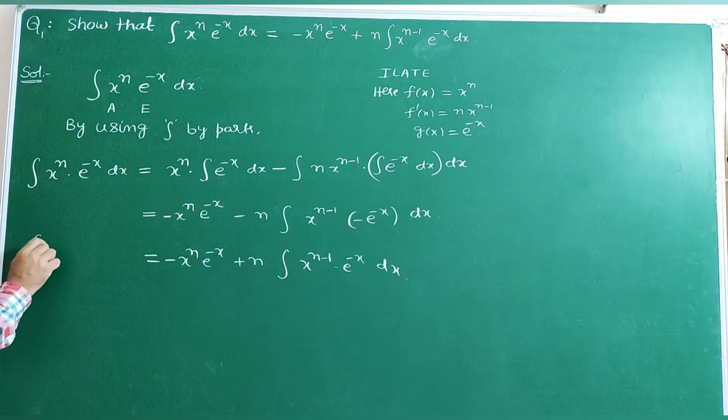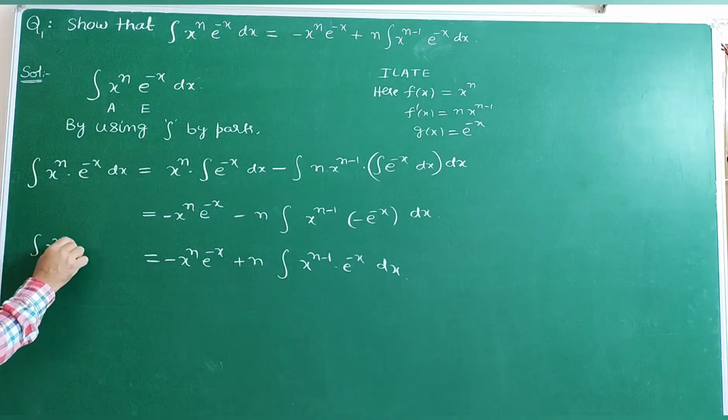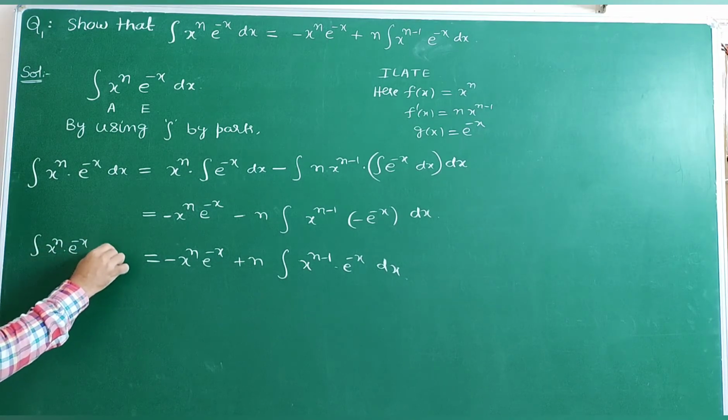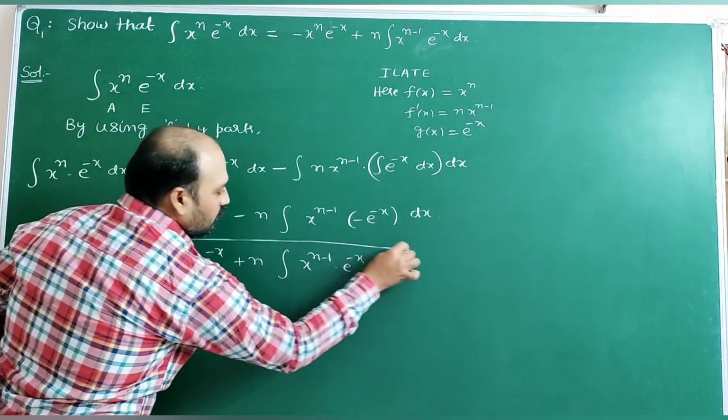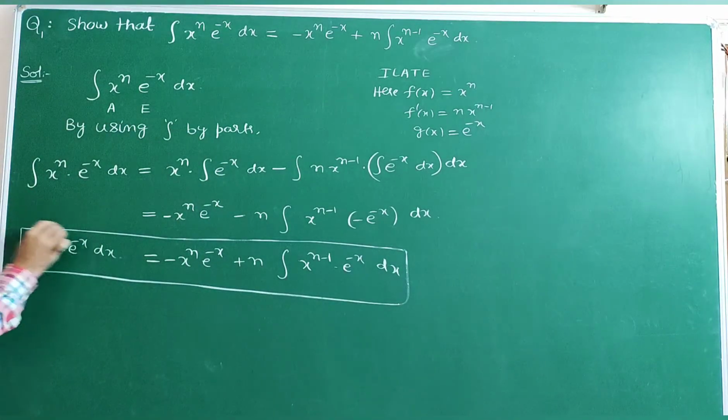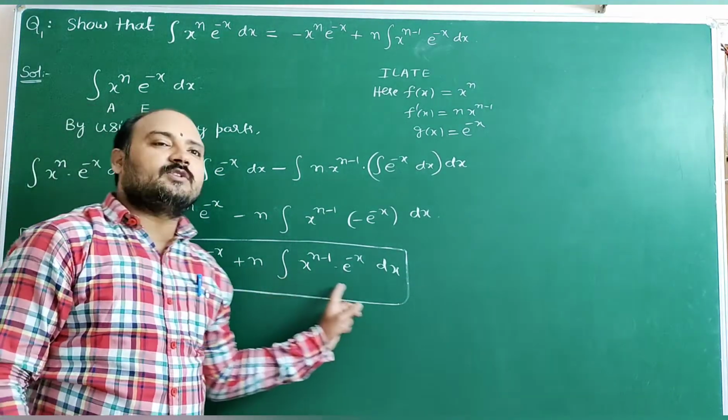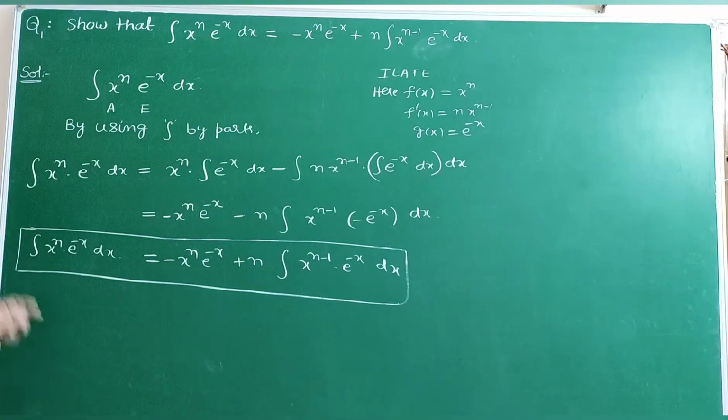So hence proved, integral x power n into e power minus x into dx is equal to, like this. Again if you do, it is going on like this. So hence proved.